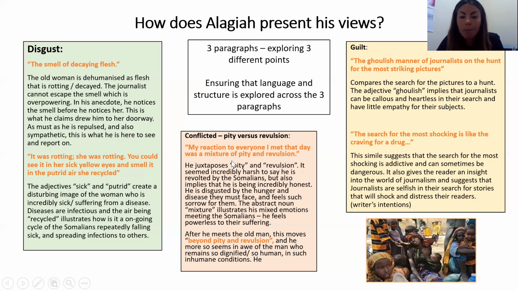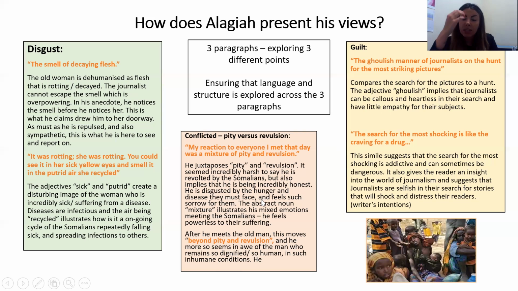So he comments, my reaction to everyone I met that day was a mixture of pity and revulsion. He juxtaposes the two. It might seem a harsh word to use to say revulsion, but it also, again, implies he's being honest. He is disgusted by the hunger and disease that they face, and feels insufferable sorrow and pity for them. The abstract noun mixture illustrates the mixed emotions that he has. He is completely powerless, other than by reporting on it and through the power of his words and reaching the public. But at that moment, he likely feels very powerless.